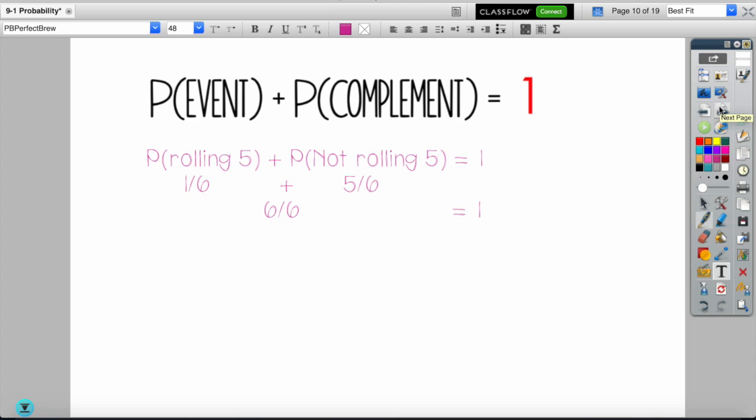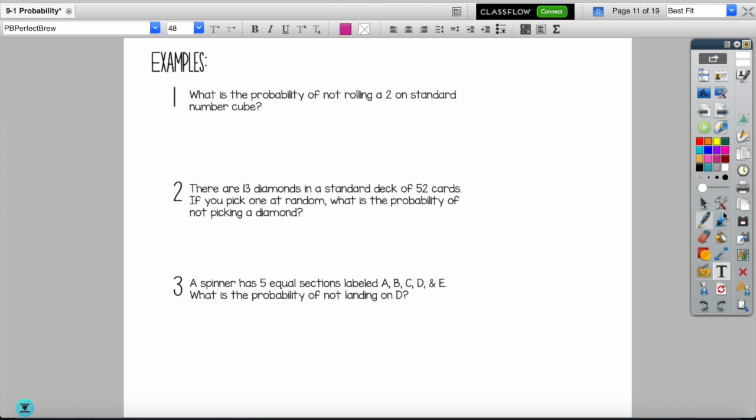Now again, these are very simple examples. A lot of times you can just figure out, okay, what's the opposite? What's the likelihood of this not happening? Instead of trying to go through this process of seeing whether it adds up to equal 1. But that is your standard formula. Let's take a look at some examples to finish up this foldable.